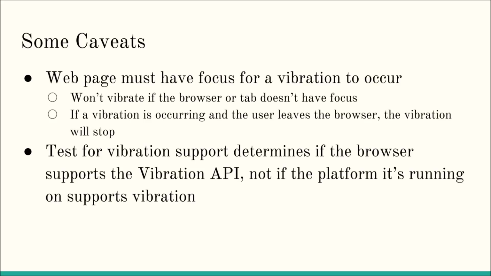In addition, the test for vibration support, which we'll see in just a second, is only to determine if the browser actually supports the Vibration API, not if the platform itself supports vibration. So for example, Mozilla Firefox supports the Vibration API. If you run the test on a mobile device, it'll say yes, I support vibration, which it probably does because a phone usually has that. But if you run it on a desktop, it will also say yes, I support vibration, even though the desktop itself doesn't actually support vibration.